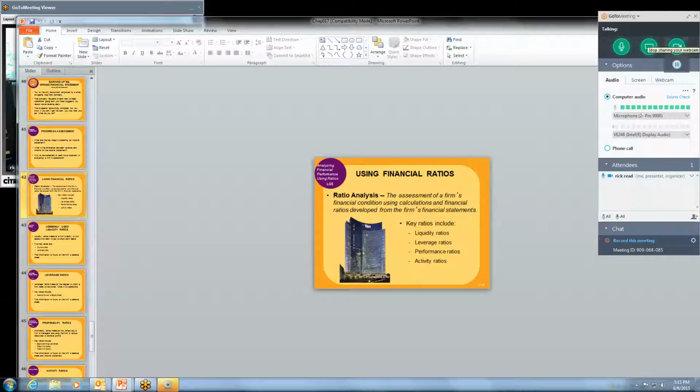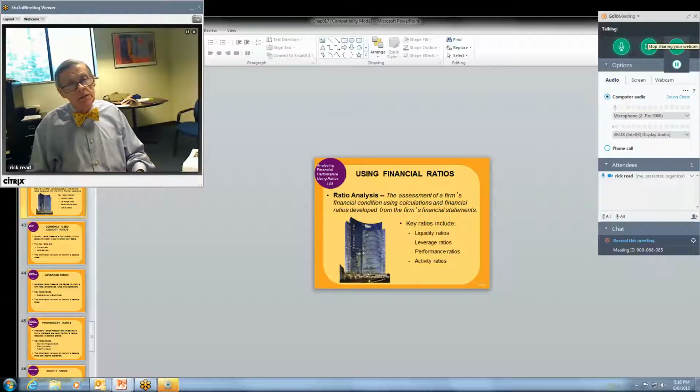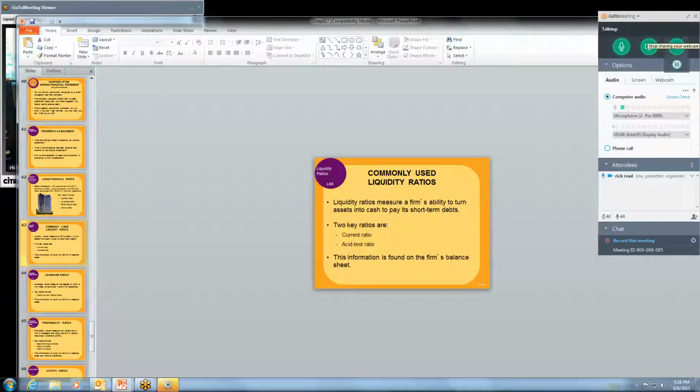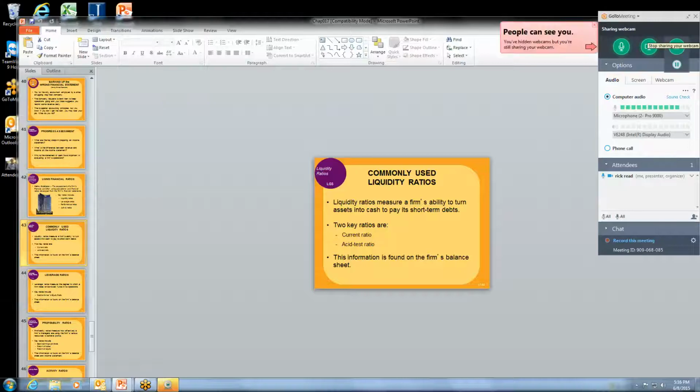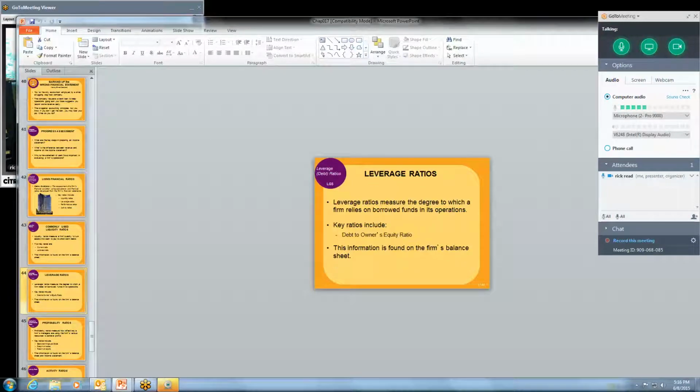Now we're going to talk about ratios, and this is a way to determine your financial health. There are four that are known: liquidity, leverage, performance, and activity. The two in liquidity are the current ratio and the acid test ratio. And this is found on the firm's balance sheet. It tells us how well we're able to pay our debts, specifically short-term debts.